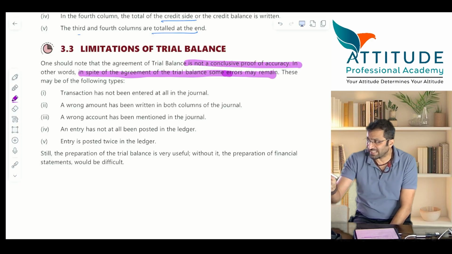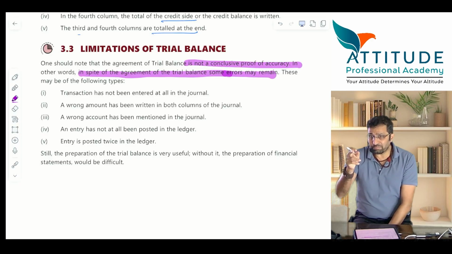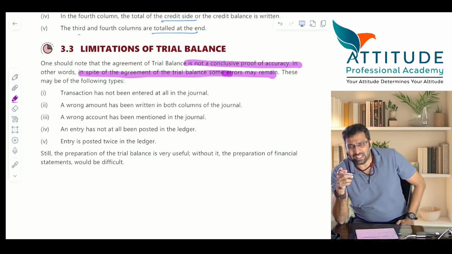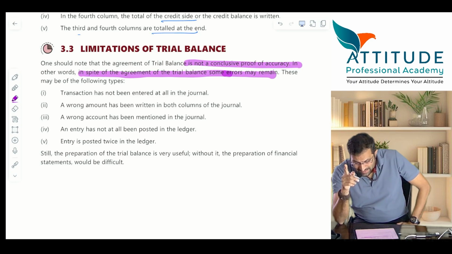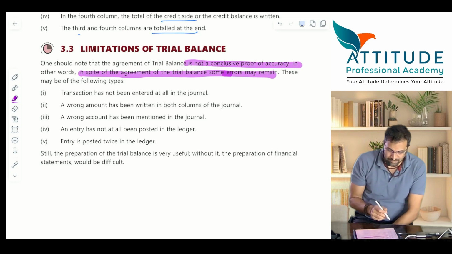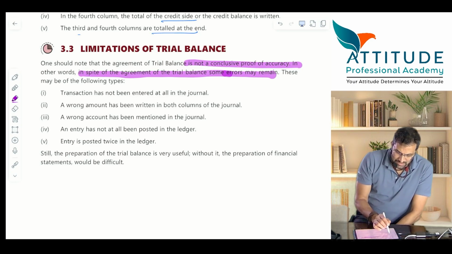Wherever errors are created, the trial balance agrees. Error of principle: we have done this in the basic class. Error of principle means what? Treating capital expenditure as revenue expenditure, or revenue expenditure as capital expenditure. Or a sale of fixed assets I treat as an ordinary sale, or an ordinary sale I treat as a sale of fixed assets. In such a case, the trial balance will agree. But that doesn't mean that the books of accounts are right. So these are the things.